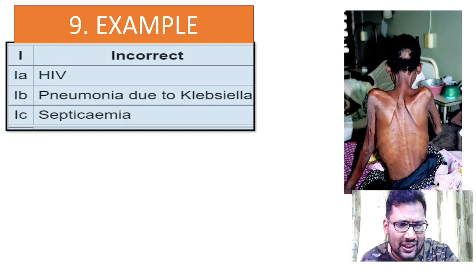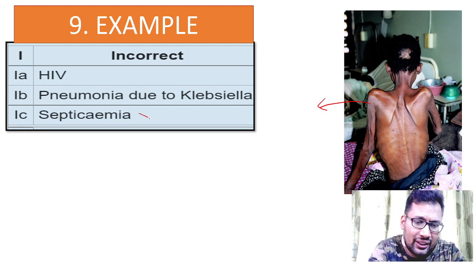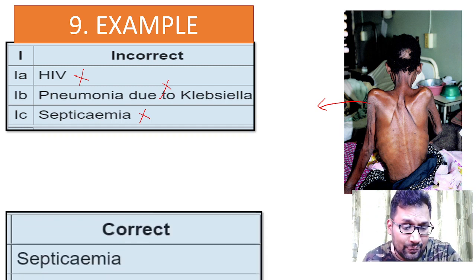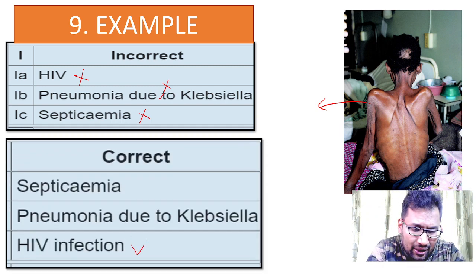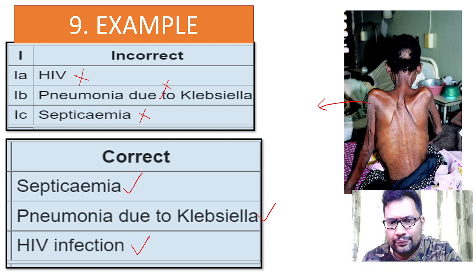One more example I am going to discuss here. Look at this, a patient who died due to HIV related disease. The death certificate given is HIV, pneumonia due to Klebsiella, septicemia. So here it is wrong actually. So what should be the correct one? Because of HIV, that is 1C, that is correct. Because of HIV, opportunistic infections like pneumonia due to Klebsiella, then leading to septicemia. So this is the correct sequence.